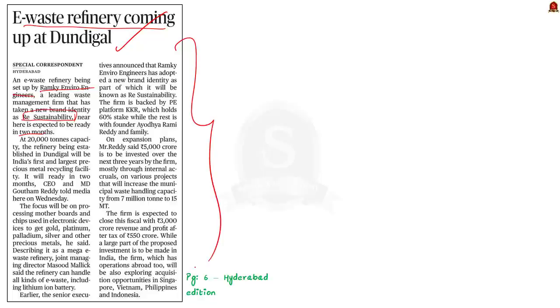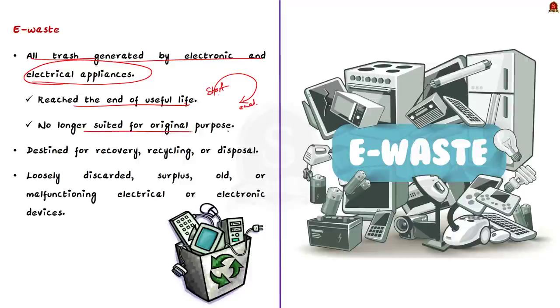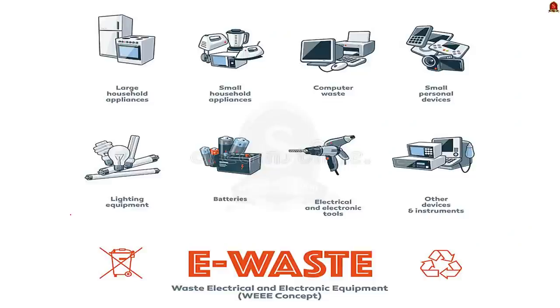In this context, let us quickly go through what e-waste is and the composition of e-waste. Firstly, what is e-waste? See, e-waste refers to all trash generated by electronic and electrical appliances that have reached the end of their useful life, or they are no longer suited for their original purpose and they are destined for recovery, recycling or disposal. Therefore, e-waste or electronic waste broadly refers to loosely discarded, surplus, old or malfunctioning electrical or electronic devices. See, it is nothing but the electrical appliances which are of no use any longer.